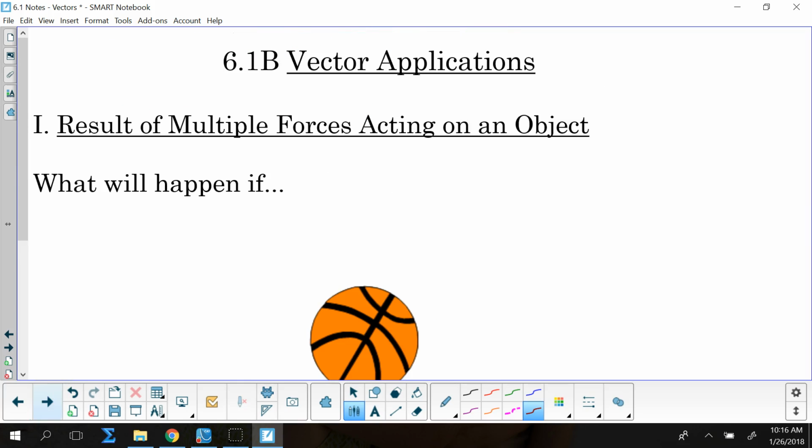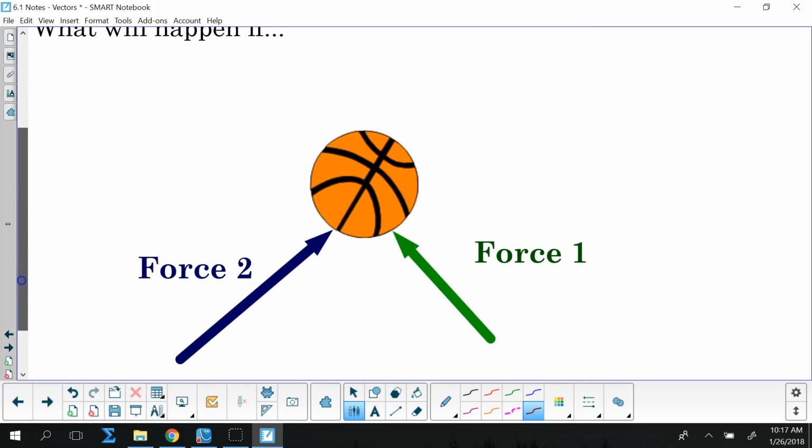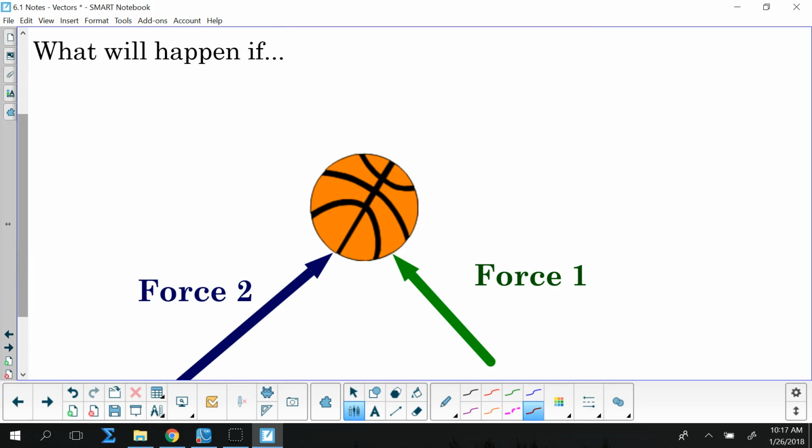Okay. So, now let's talk about forces acting upon an object. Okay? So let's get into some application type things. So if I have multiple forces that are acting on a single object, let's take, for instance, a basketball. It's got two forces acting upon it. What are the possible outcomes, regardless of the size of the forces, but just know that those two forces are coming from the bottom. What are my possible outcomes on that basketball?